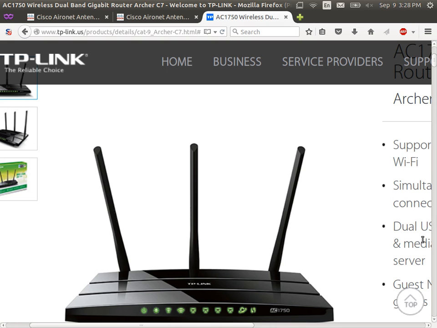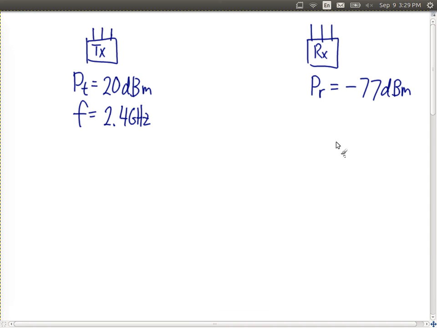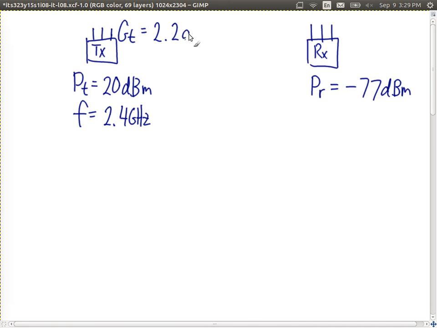The transmitter and receiver are the same device. So we can say the gain of the transmit antenna, like that first Cisco antenna, is 2.2 dBi, and the gain of the receive antenna is the same. They don't have to be the same. You can have different antennas at the transmitter and receiver, and they can have different gains. Just in this case, they turn out to be the same. What is the maximum loss that we can tolerate such that these two devices can still communicate? Find the maximum loss in dB.